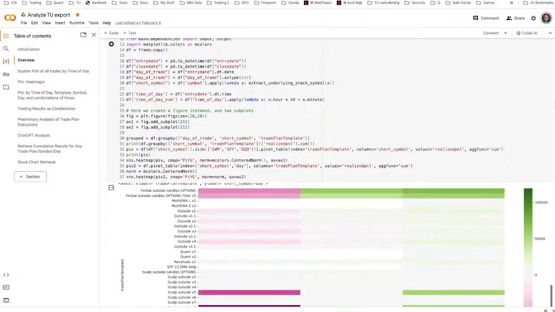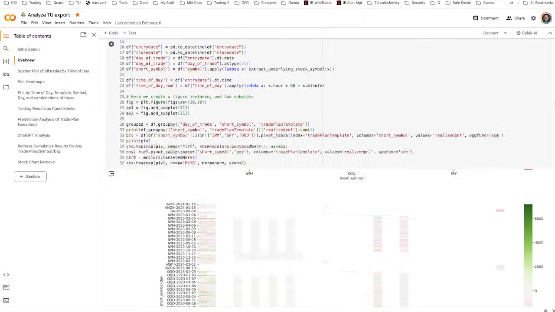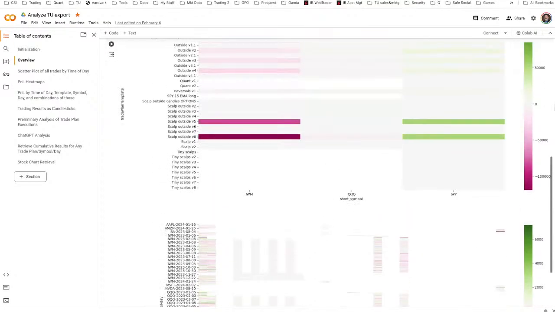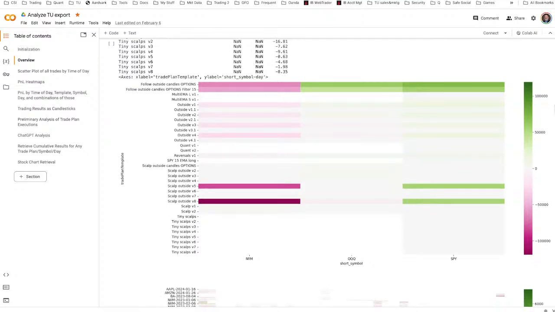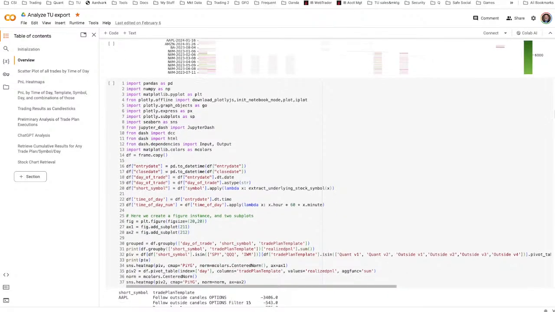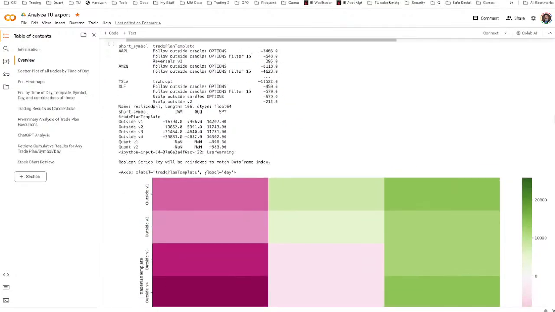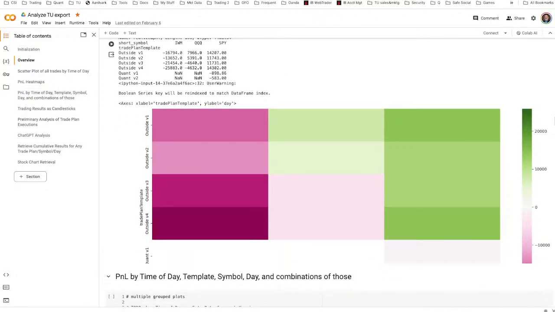Now here's a heat map showing symbols on the bottom and trade plans on the y-axis, and the color maps the actual P&L. So green is winners and this magenta is losers. You can see IWM does not perform anywhere near as well as SPY does, at least for the trade plans I'm using. I'm sure there are other trade plans where it would work extremely well.